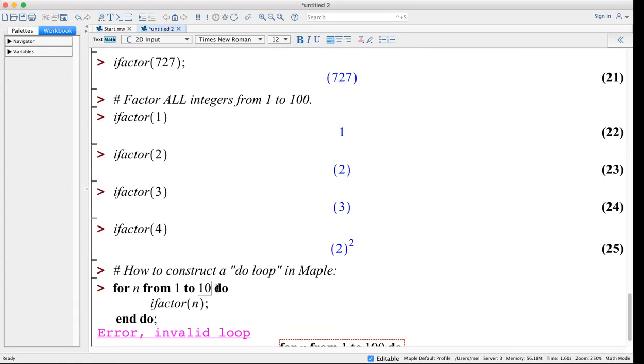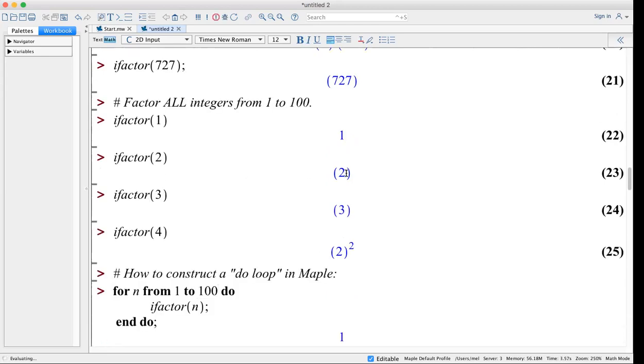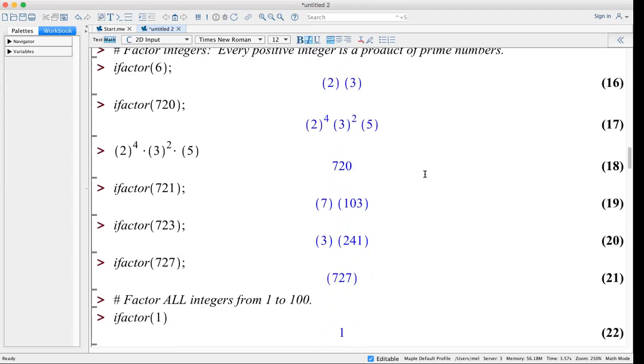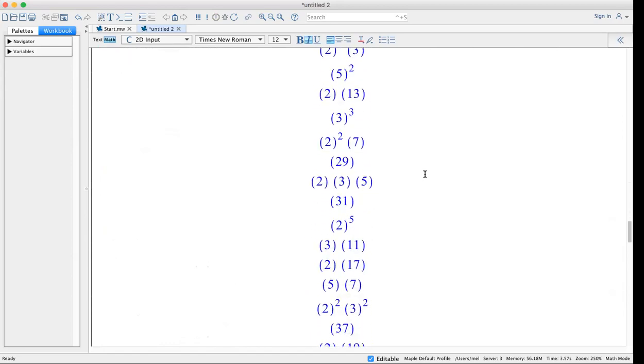Maybe just so I don't get a lot of printout right away, let me just do this for 1 to 5. So this is the command for n from 1 to 5 do what? Factor n, ifactor n, end do. I hit enter, and here I get the factorizations of 1, 2, 3, 4, and 5. If I really want to go up to 100, let me just change this to 100. Here it is. This is the factorization of all the numbers up to 100.